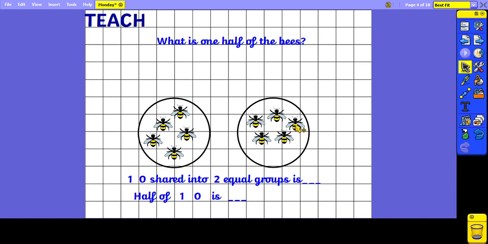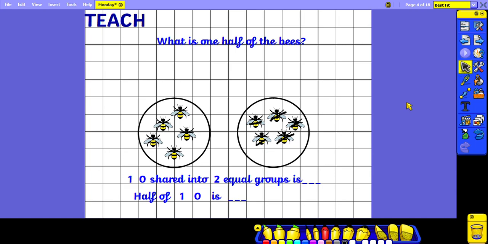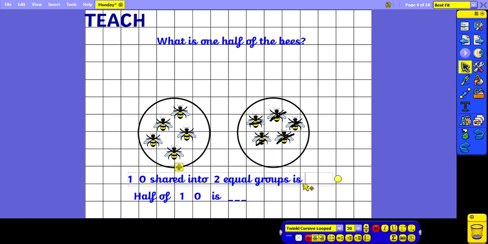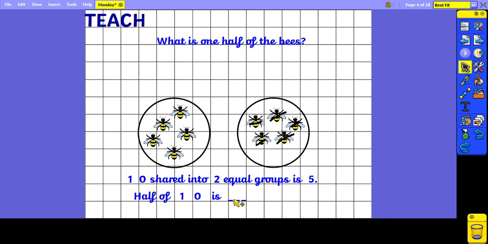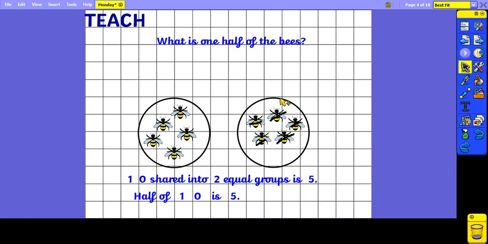Okay, so we've shared all of the bees out between the two groups, and 10 shared into two equal groups is, to find the answer to that, we just count how many bees there are in one group. 1, 2, 3, 4, 5. Now we know that half of 10 is 5. We only count how many there are in one group when we're finding a half, because we're just looking for one part.